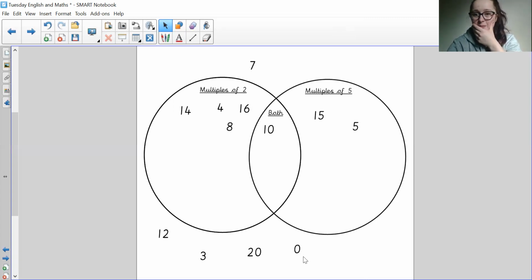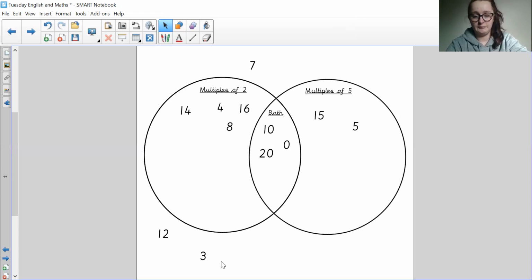Is that in the 2x table? And is it in the 5x table? It's in both, isn't it? So I'm going to pop it in the middle. 20. Now, I know that 2 goes into 20. 2, 4, 6, 8, 10, 12, 14, 16, 18, 20. But I also know that 5 goes into it. 5, 10, 15, 20. So it goes in both.